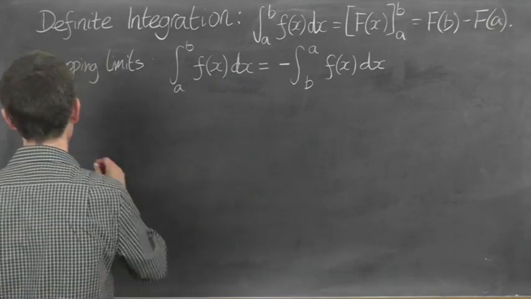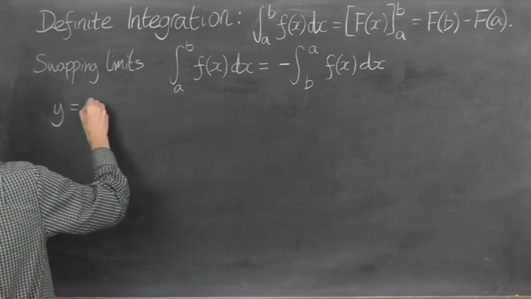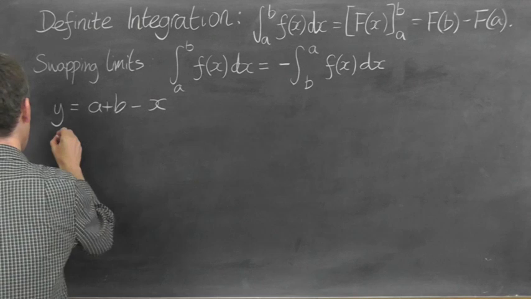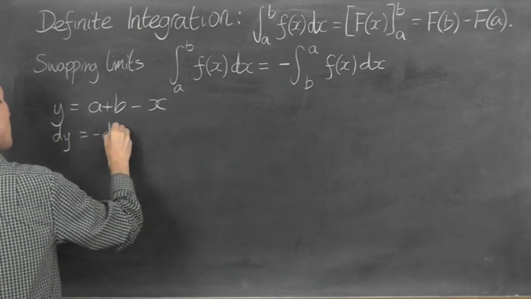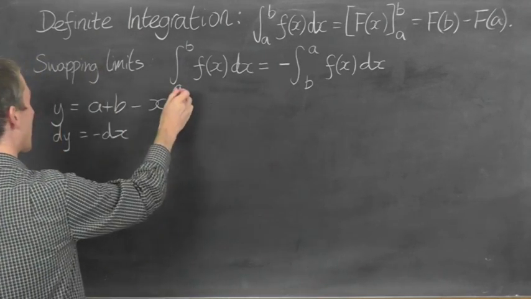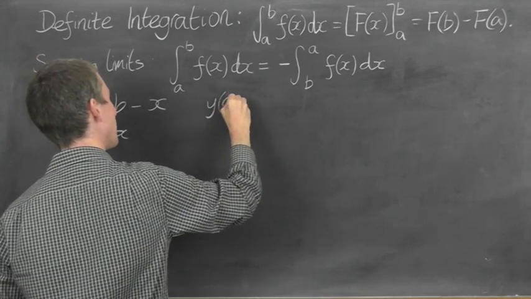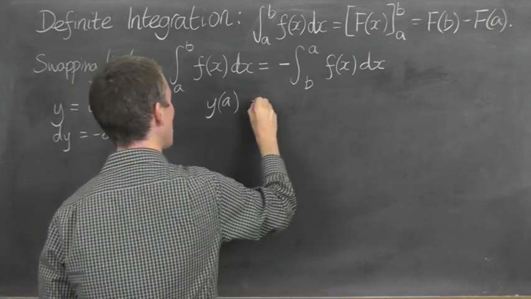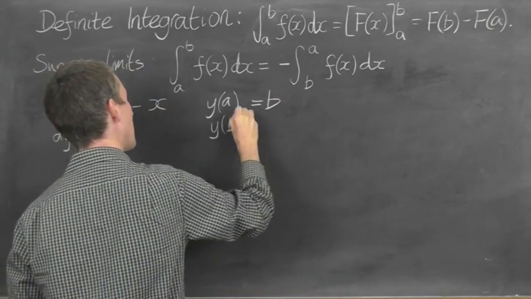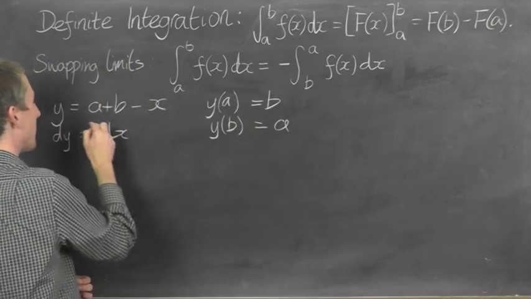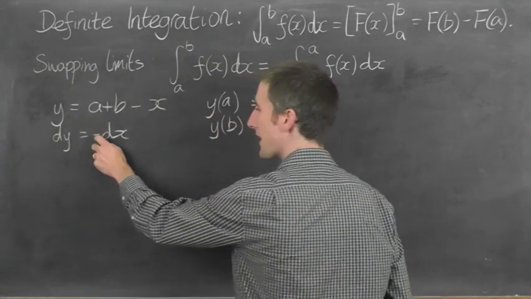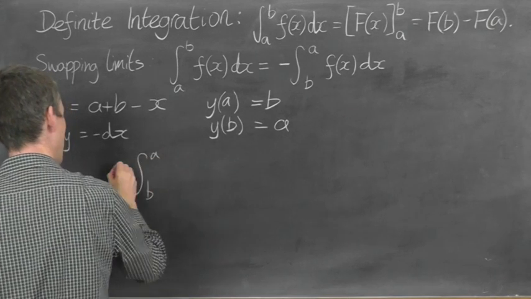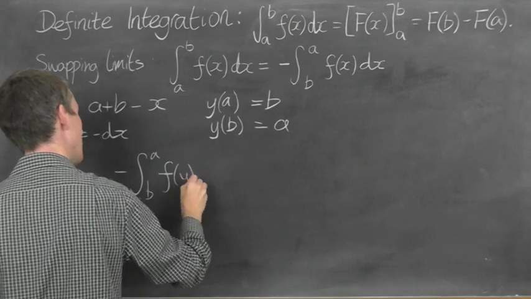If I start with this and then make a substitution, let y equal a plus b, in other words the sum of the limits, minus x, then I have dy equals minus dx. And then if I put that in here and evaluate y of a, you can see that y of a would be equal to a plus b minus a, so that's b. And likewise, y of b would be equal to a. So I've managed to swap the limits with this substitution, and I've brought in a minus sign coming from here. So I can write that then as the integral from b to a, with a minus sign, of f of y dy.